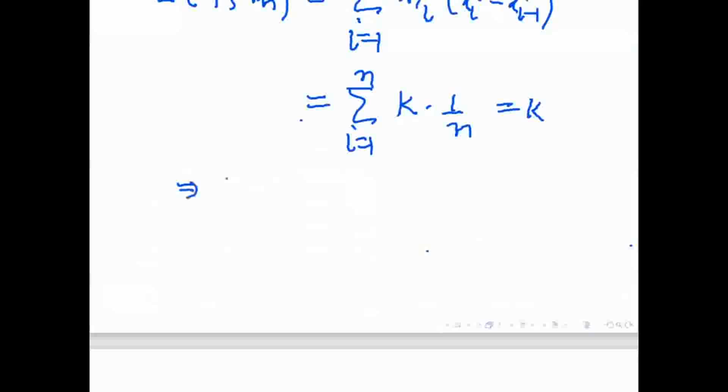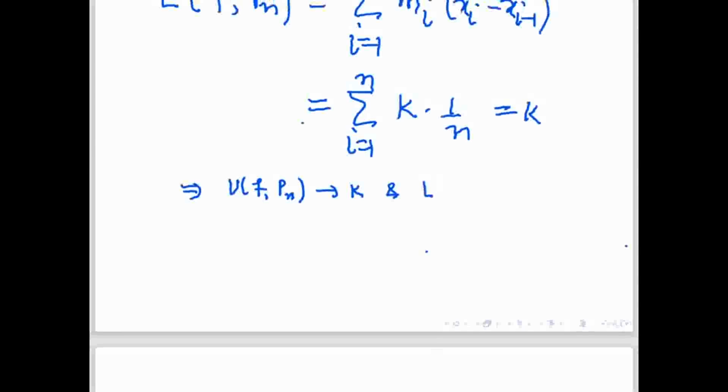So this implies that the upper Riemann sum is converging to k, and the lower Riemann sum is also converging to k. So the integration of this function will also be k.